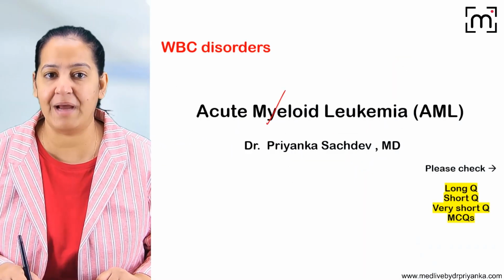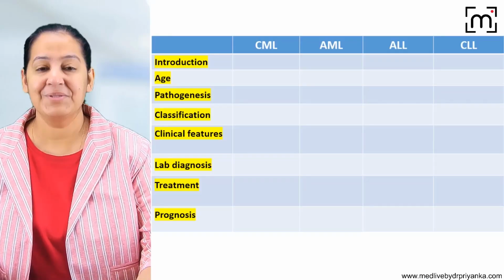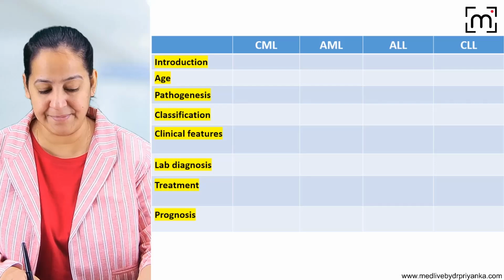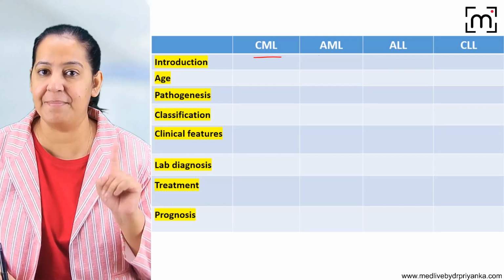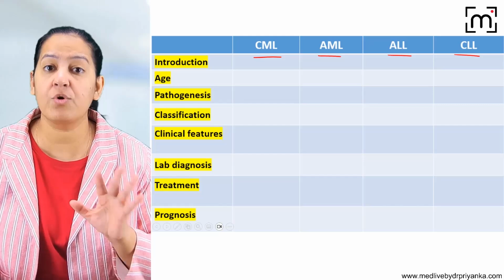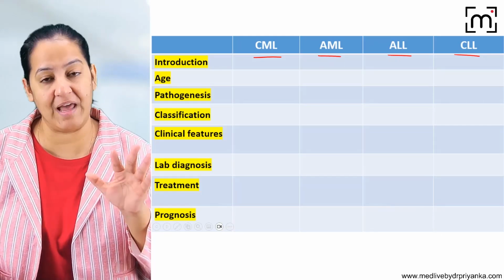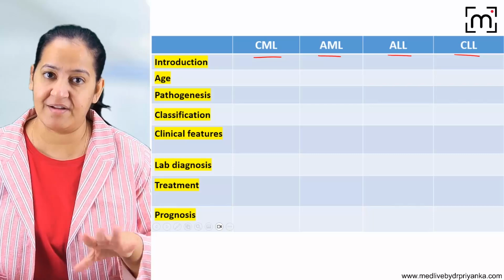AML, acute myeloid leukemia, also known as AML. So let's start it. First of all, there are 4 types of leukemias in our syllabus, that is CML, AML, ALL, and CLL. There is a separate video on all of them. I request all my dear students to watch the 4 videos in continuity back to back so that you will have a crystal clear concept and better understanding.